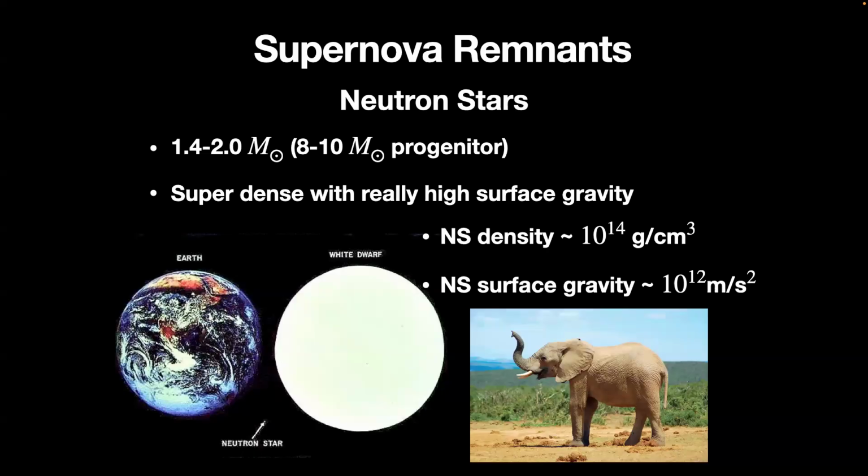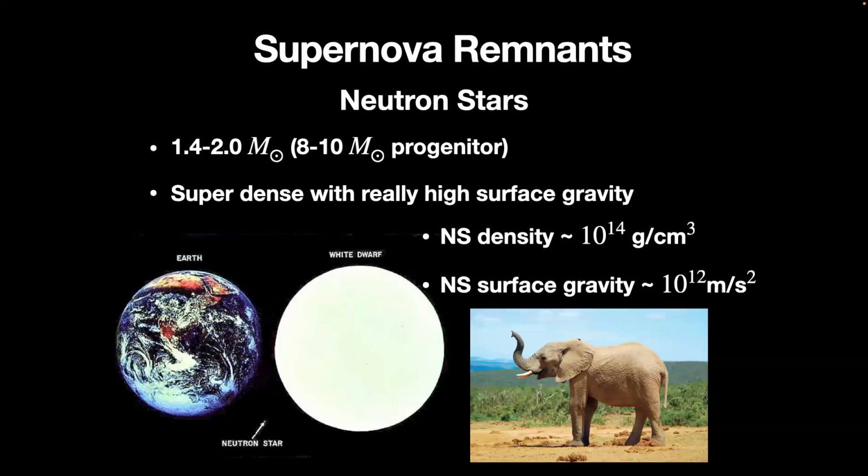As an example of how dense they are, the sun has a density of 1.5 grams per cubic centimeter, a little more than water. A neutron star has a density of 10 to the 14 grams per cubic centimeter, which means basically a shot glass worth of neutron star material would weigh about as much as 1,000 cruise ships. Extremely, extremely dense.